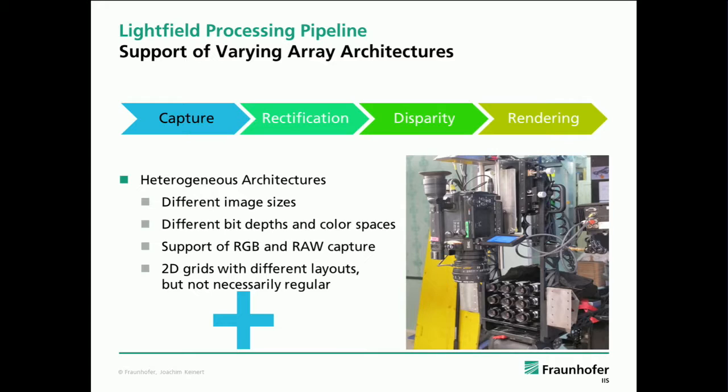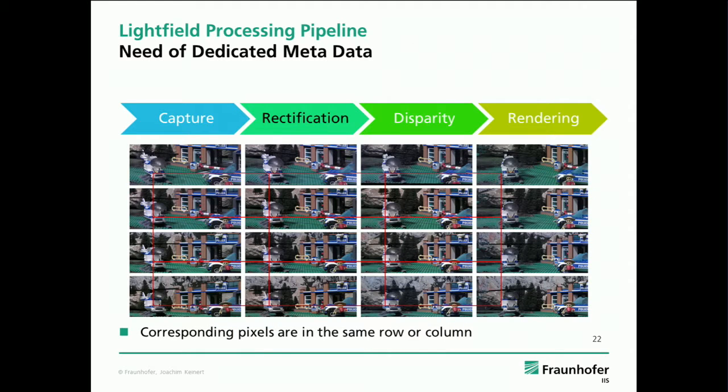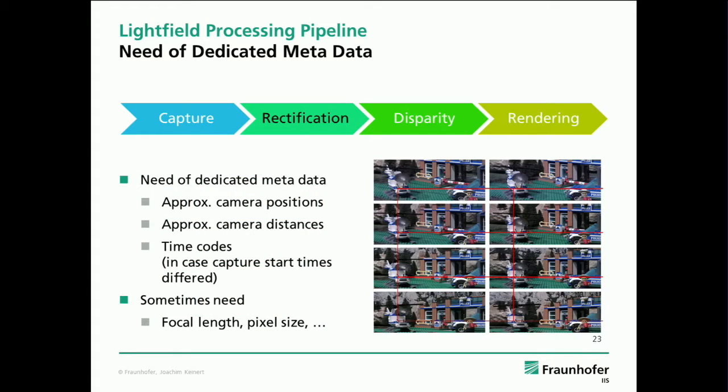So we have heterogeneous architecture, different image sizes, different bit depths and color spaces, and we are working on this more and more. Here is one of the examples of how we work in the rectification. Of course, we have to correct all of the image data so that they are on one line or one column. To calculate the disparity maps, we have to calibrate the camera to calculate the intrinsic and extrinsic parameters and to get good images out of this. But this is not an easy task, I have to say.